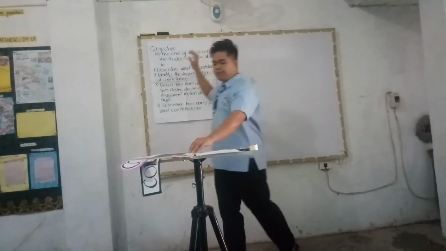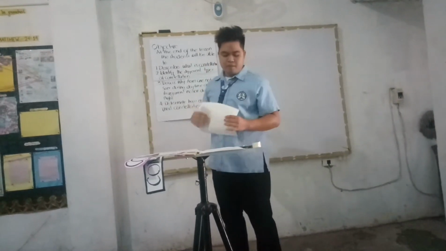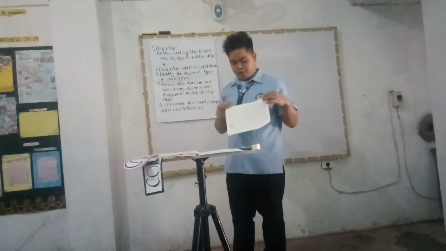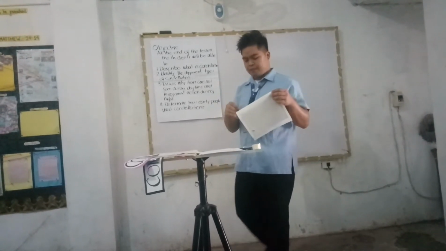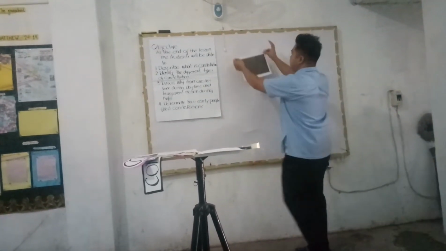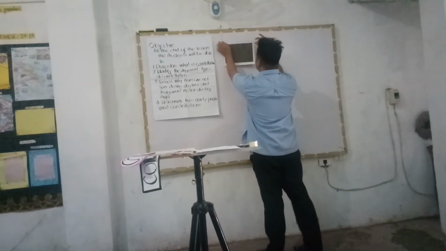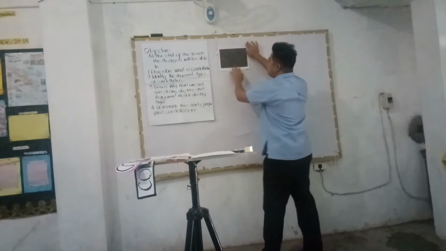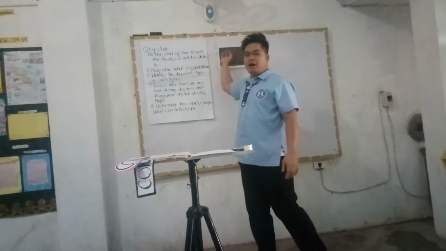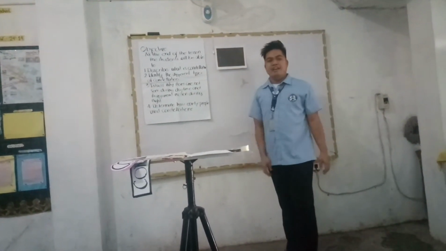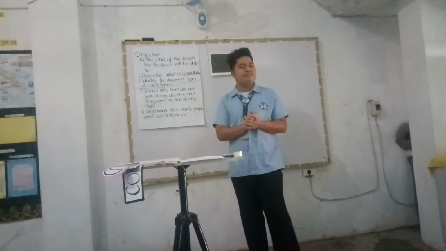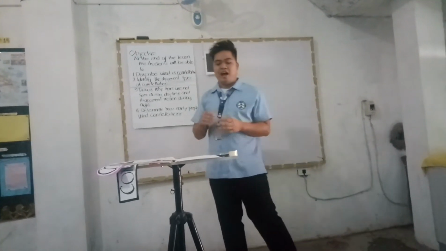Alright, so Miss Edge, what can you see in this picture? Can you please describe what you can see in this picture? Stars. Alright, so these pictures contain stars in the night sky. Have you experienced stargazing? Yes, sir. Alright, that is one very fun activity that we did when we were young, right?